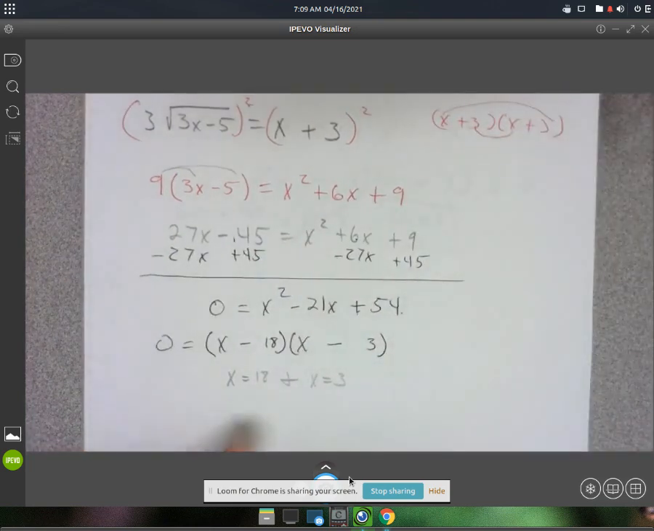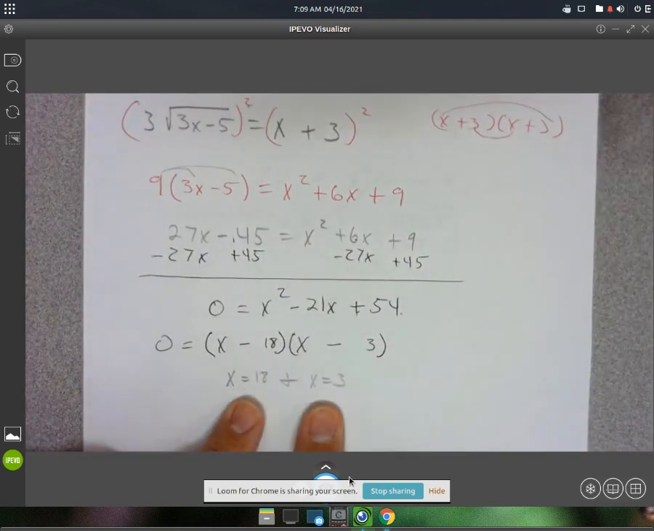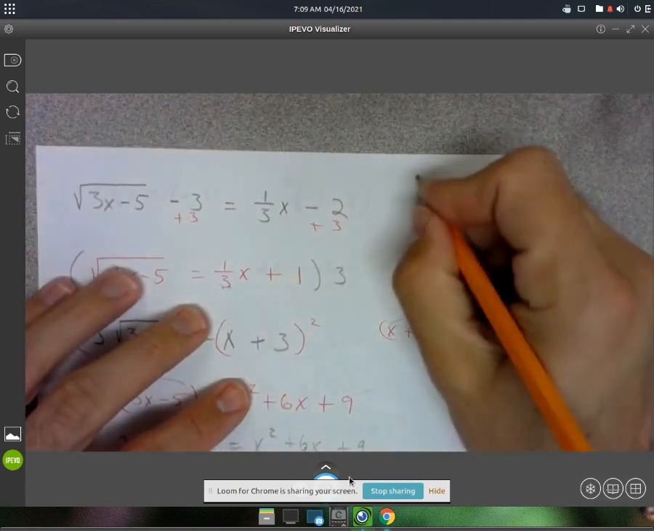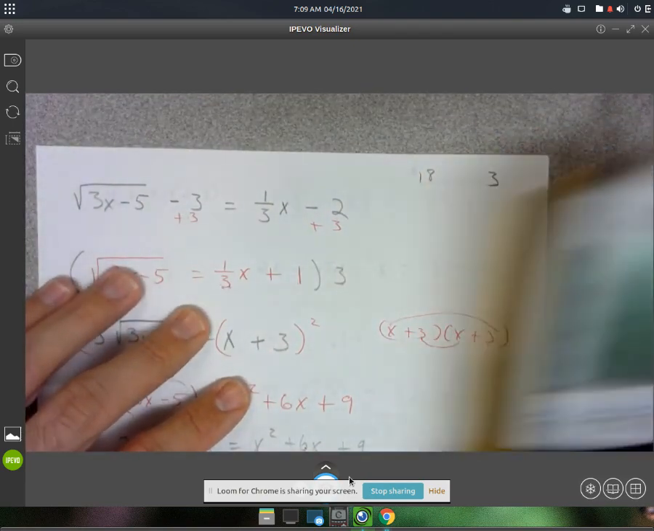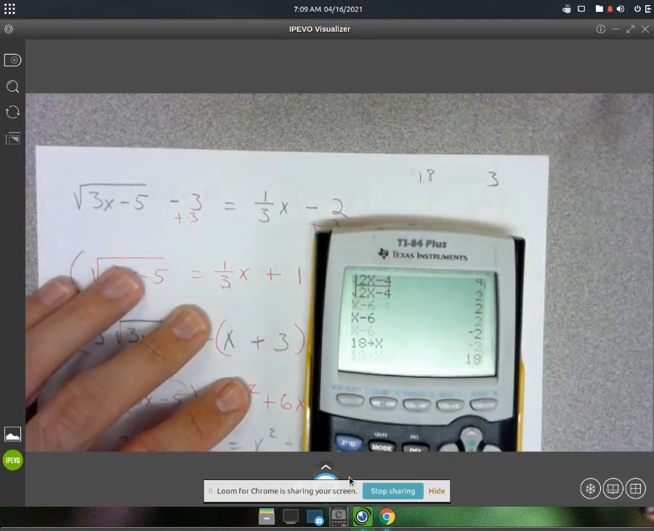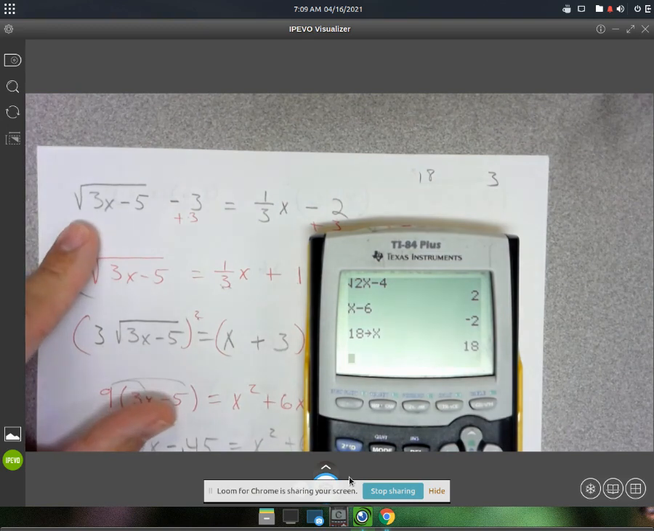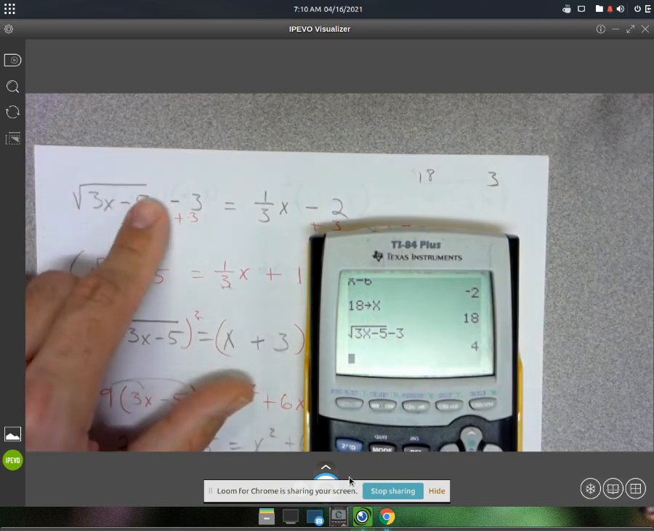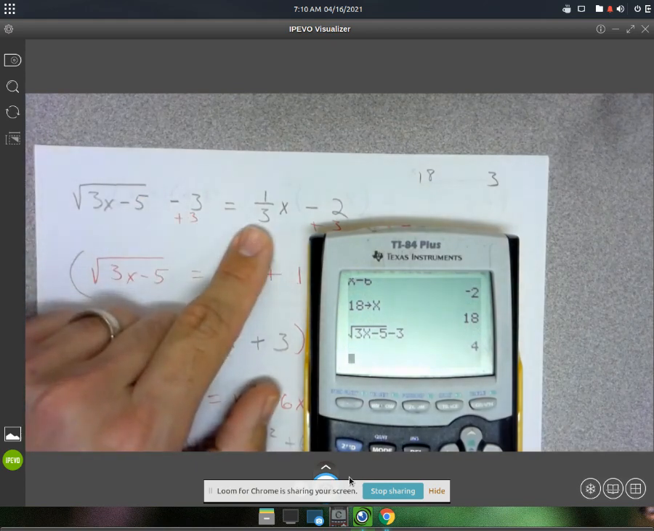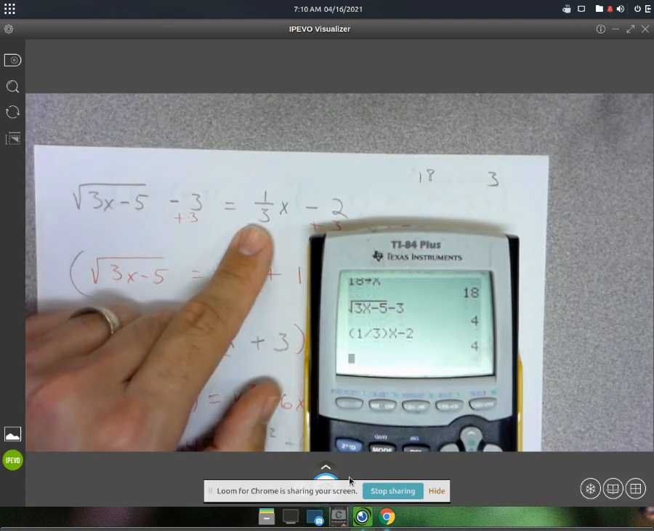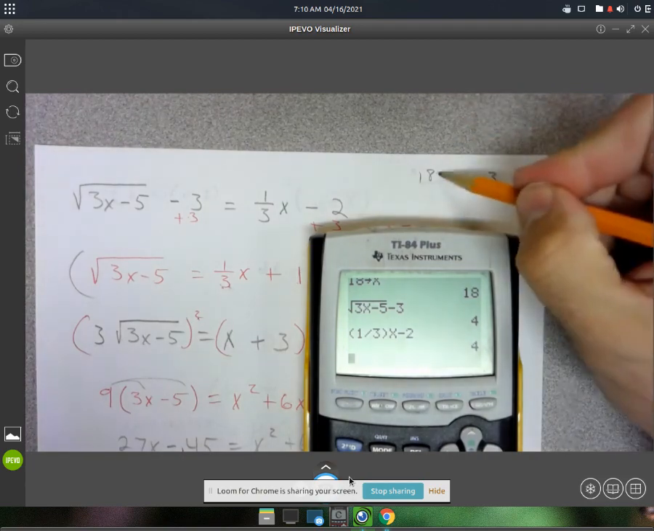Got to plug it in now and see if it actually works. So 18 and 3. 18 stored to x. The left-hand side, we've got square root of 3x minus 5, and then minus 3. Notice my minus 3 is outside the radical. So the left side gave me a 4. The right side, we're going to do 1/3, so parentheses 1 divided by 3, 1/3 x, and then minus 2. Yes, I got 4 on both sides. So 18 works.